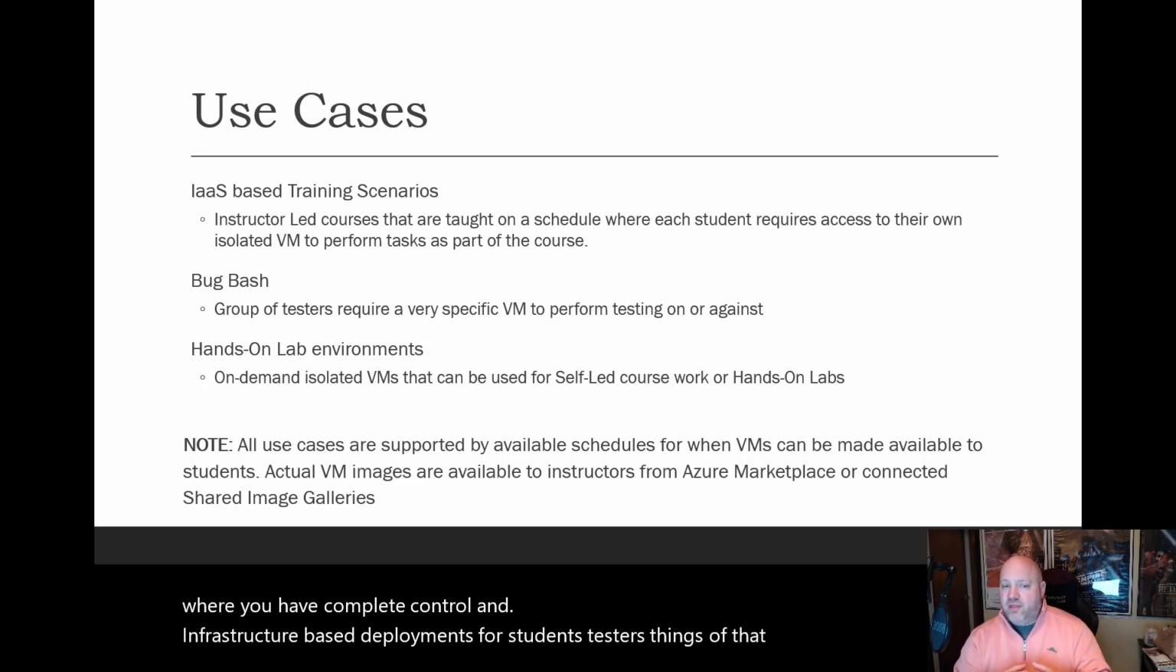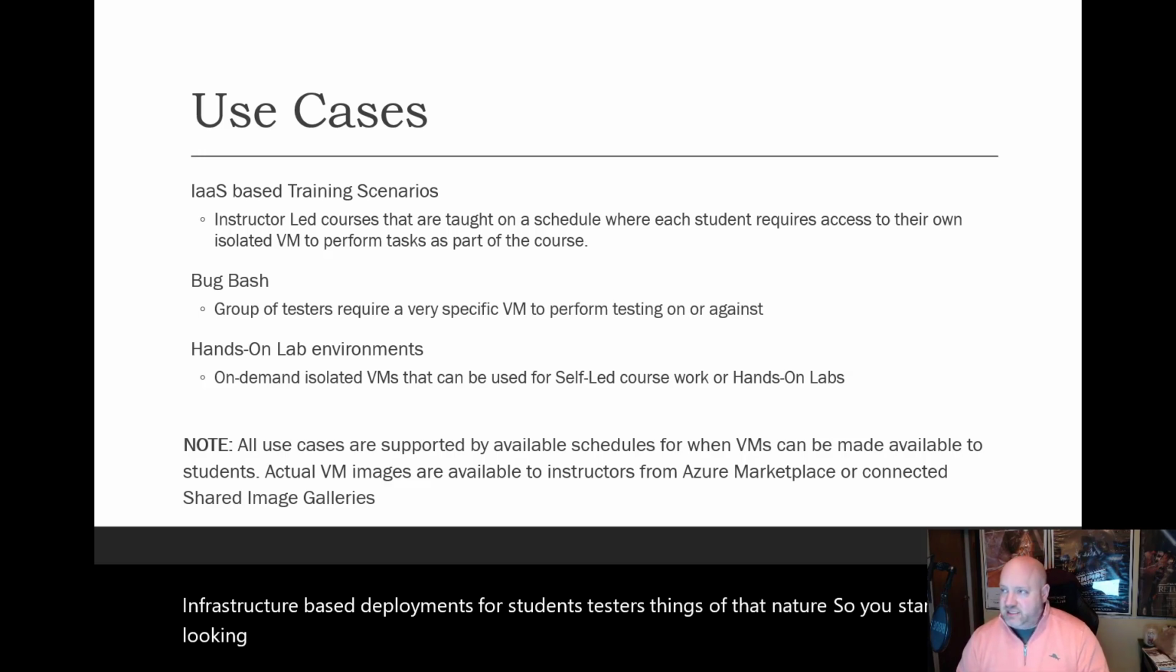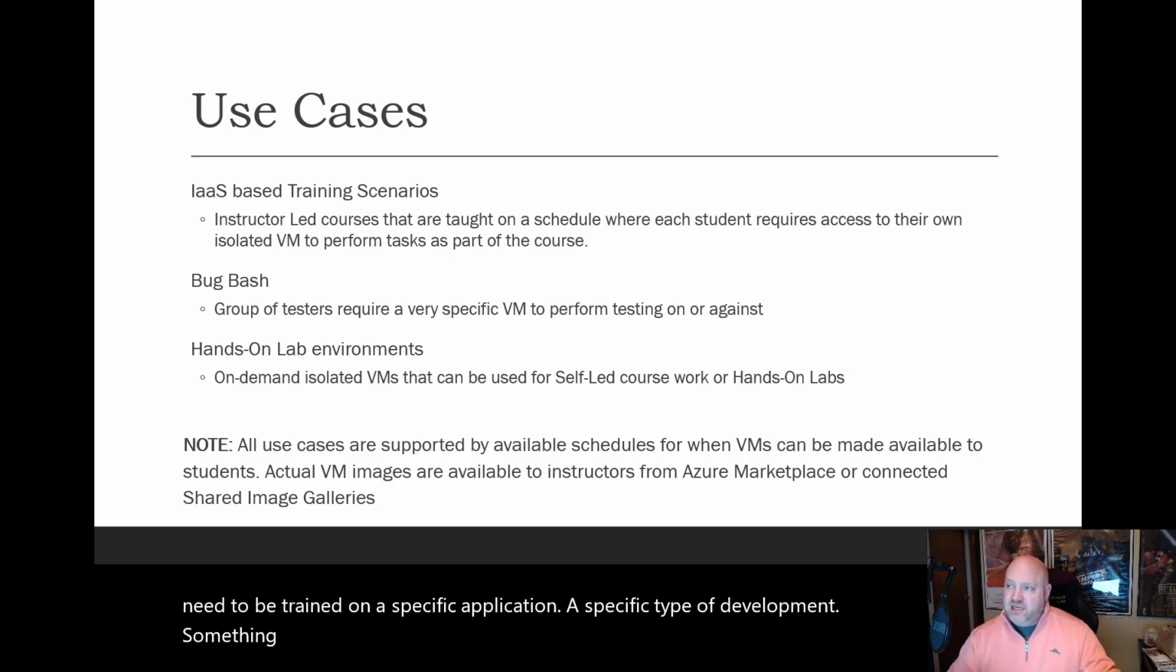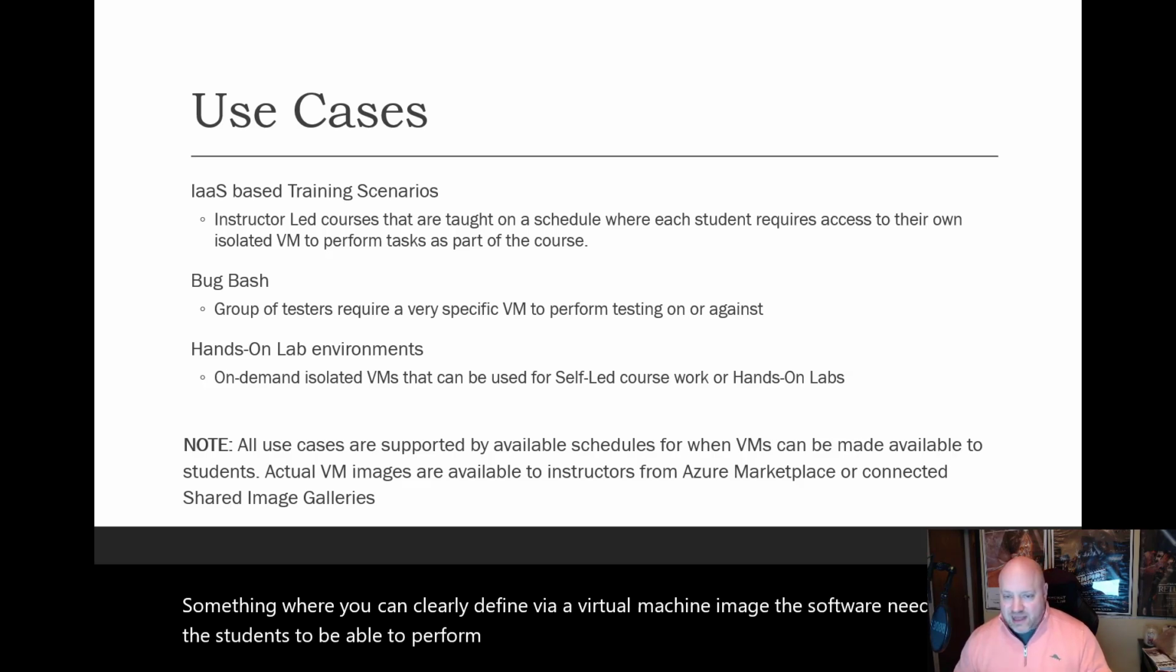So you start by looking at an IaaS-based training scenario where you're going to have 10, 20 students who all need to be trained on a specific application, a specific type of development, something where you can clearly define via a virtual machine image the software needed for the students to be able to perform and take in the class that they are actually a part of.